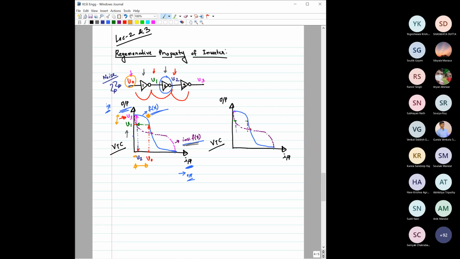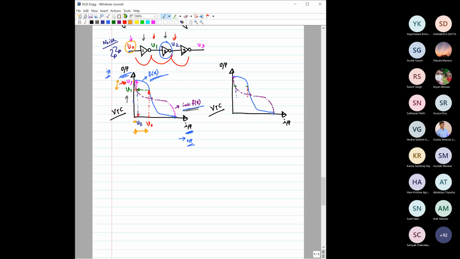When it passed to V3, see, it is again very close to the VDD level only, right? So this particular property is called the regenerative property. That means if there is only one noise source, introduced only here and not after that, then gradually after passing through a couple of gates, this inverter will try to minimize the effect of the noise which has initially been introduced, right? So this particular property is called the regenerative property of the inverter.